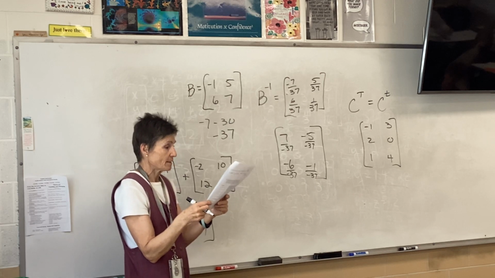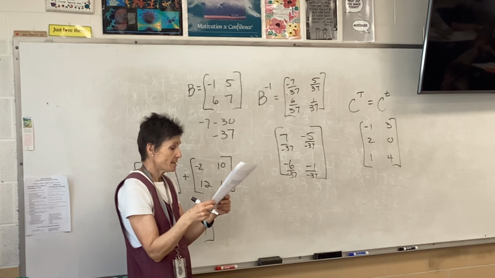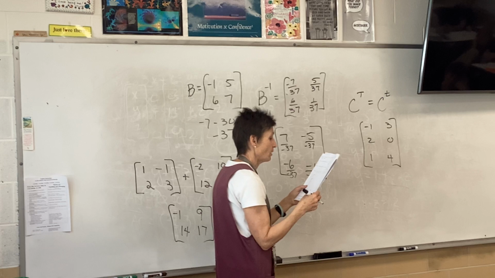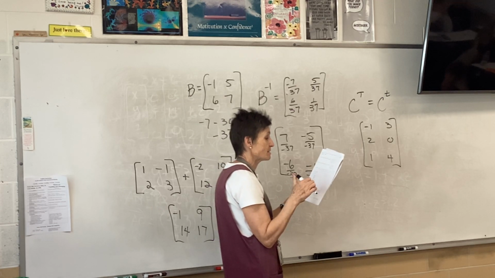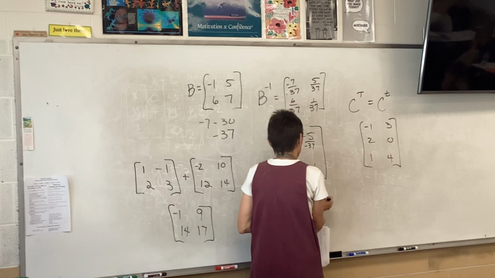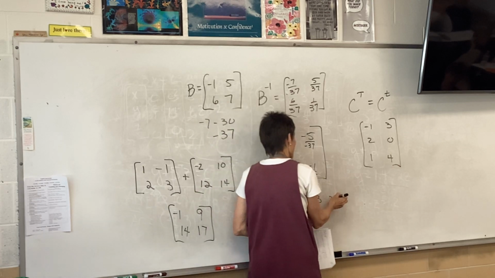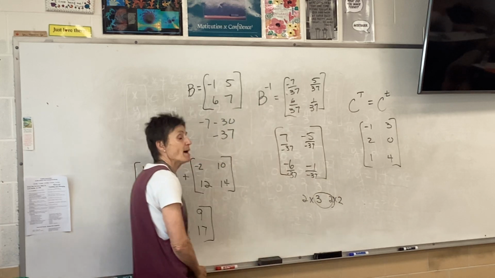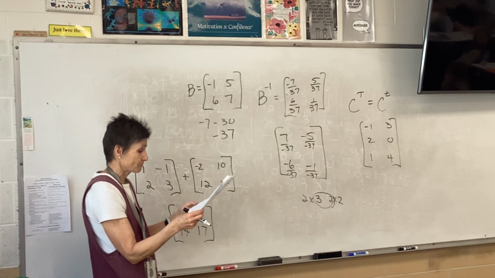All right, what else? Anything else from number 3? It says multiply C times B. Before I write it all down, I want to make sure I can even do that. What are the dimensions of C? 2 by 3. What are the dimensions of B? Can't do it. Because what's the rule for multiplication? The inside has to match, so that would not be multipliable.